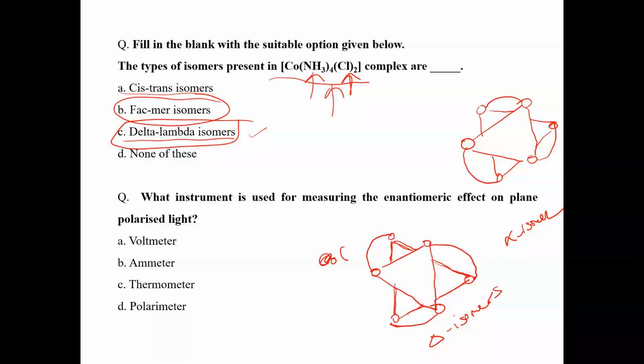And the second one: what instrument is used for measuring the enantiomeric effect on plane polarized light? Basically, you have to measure the optical rotation. With the help of which instrument can you measure it? You have to identify.